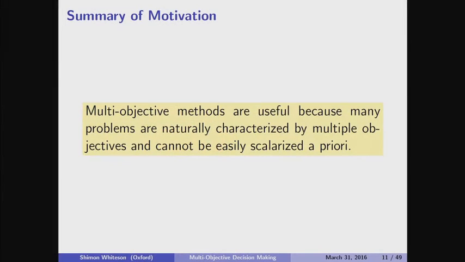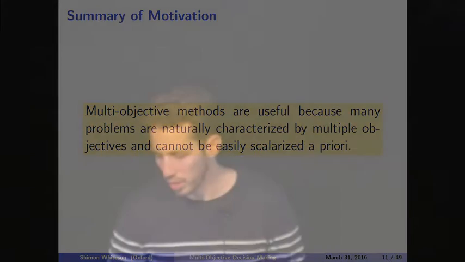So those are the 3 scenarios. This is a summary of the motivation. Basically, multi-objective methods are useful because many problems are naturally characterized by multiple objectives, that's the weak argument, and cannot be easily scalarized a priori, that's a strong argument.